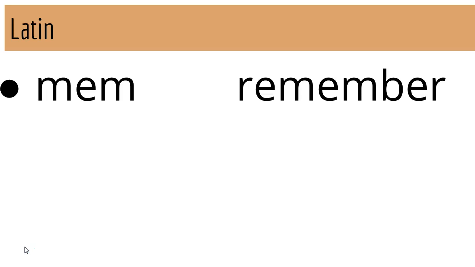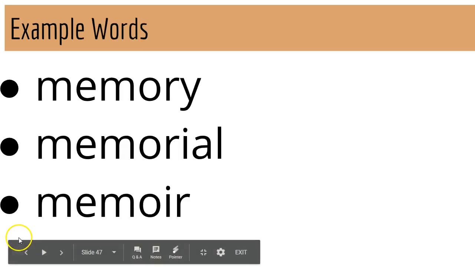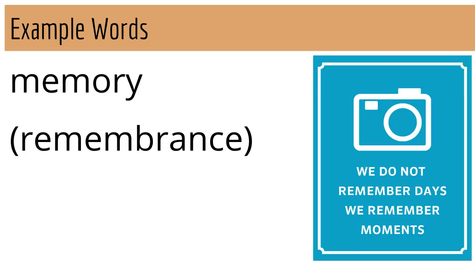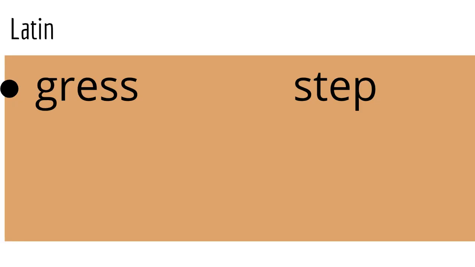Our next stem is mem, like in the word remember, and in fact it means remember. This is where we get words like memory, memorial, and memoir. We're going to talk about the word memory, which also could mean remembrance or something that you remember. The next stem is gress.